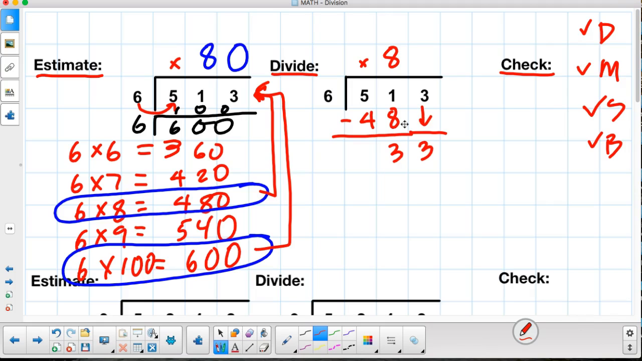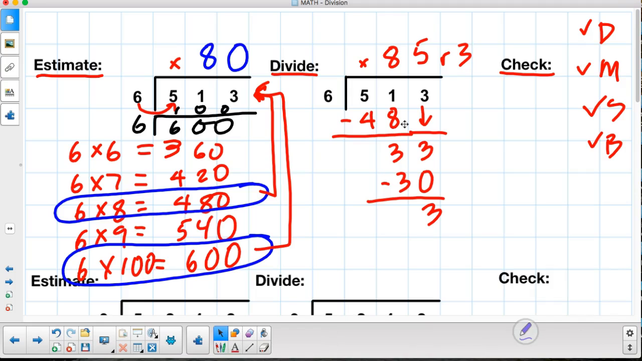Good. 6 goes into 33? 5. Good. 6 times 5 is 30. Subtract. 3. What am I going to do in this column? I'll use blue markers so that it really stands out. Cameron? 85 times 6. And then when you get your answer, add 3. Good.